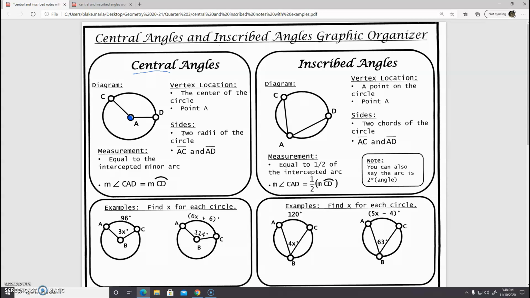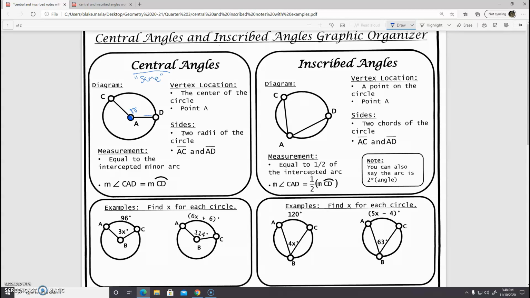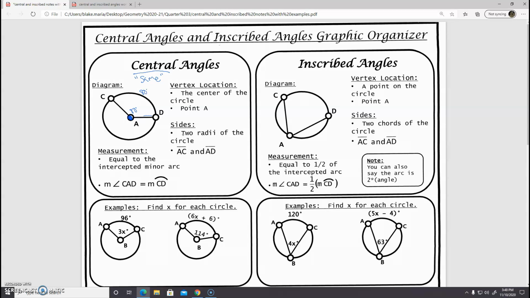Notice the sides. AD is a radius and AC is a radius. So it's made by radii. The only thing we need to know, I always teach it as central, arc the same. Central, arc the same. And what that means is the measure of the central angle, CAD, is the same as the measure of arc CD. So let's say this angle was 80 degrees. Then the measure of arc CD would also be 80 degrees. So central, same.